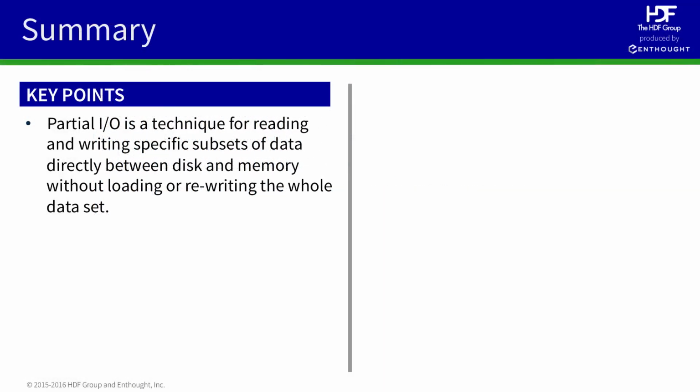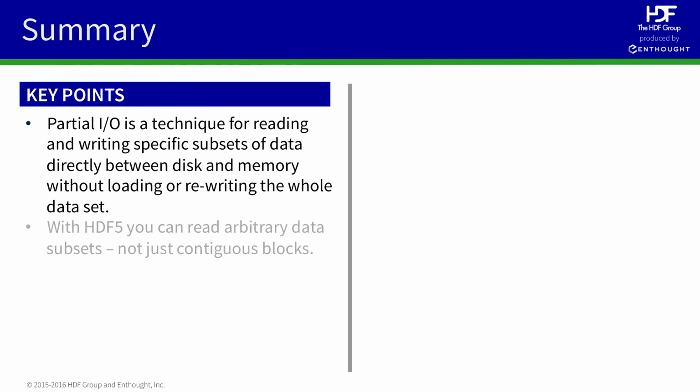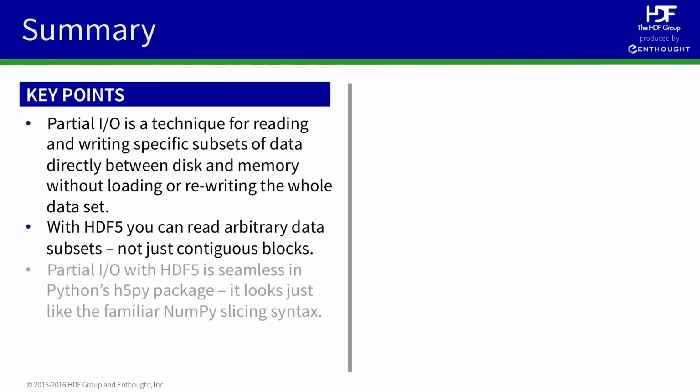To summarize, partial I/O is an extremely valuable technique for reading from disk just those pieces of data that you want. It completely avoids the issue where a dataset is too large to fit into memory before reduction is done. HDF5 supports a very sophisticated system for specifying which portions of data to retrieve. And if you use the h5py package, you can use the very familiar NumPy slicing syntax to access data in a familiar Pythonic way.